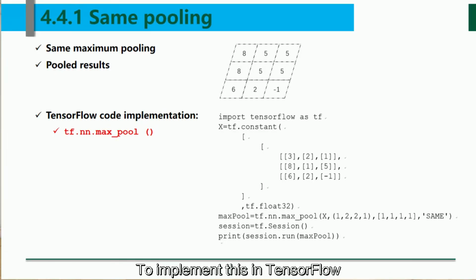To implement this in TensorFlow, we use tf.nn.max_pool. The input x is a constant tensor, shape 1, 2, 2, 1, ksize sets the 2 multiplied by 2 window, strides equals 1, 1, 1, 1 is the step size, and padding equals same ensures input-output size matches. Running the code gives the result we see.